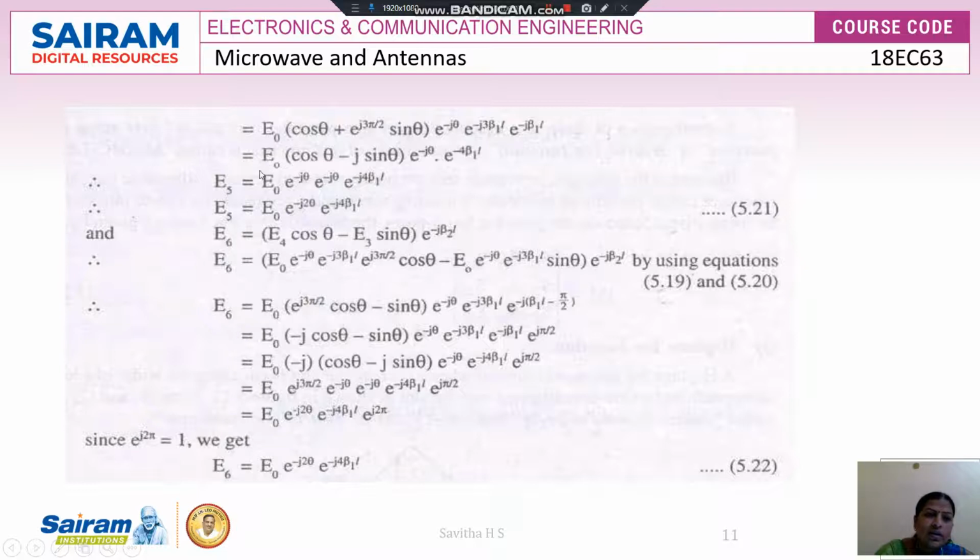So now E5 is E 0 e to the power of minus j theta e to the power of minus j theta e to the power of minus j4 beta 1 L. And here we can see minus j theta minus j theta, I can write it as e to the power of minus j 2 theta. Similarly, E6 value also we need to find. So E6 value is E 0 e to the power of minus j 2 theta e to the power of minus j 4 beta 1 L e to the power of j 2 pi. So e to the power of j 2 pi value is 1. So I can write E6 is equal to E 0 e to the power of minus j 2 theta e to the power of minus j 4 beta 1 L.